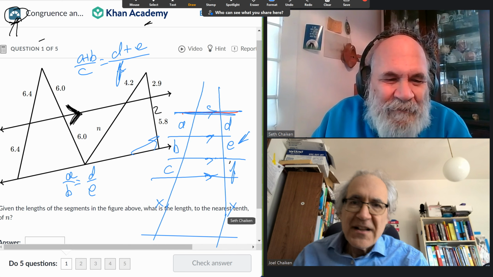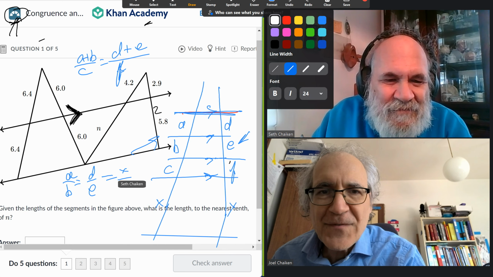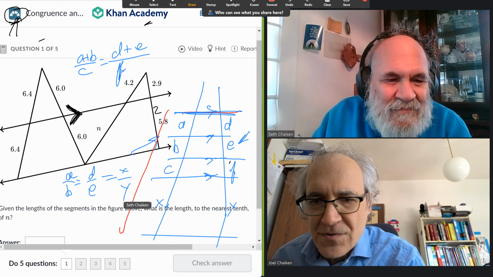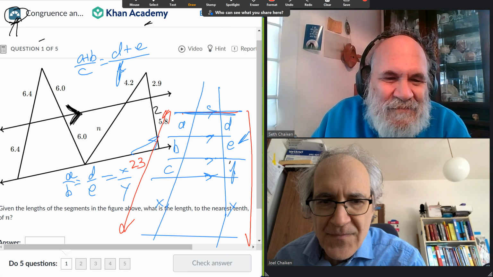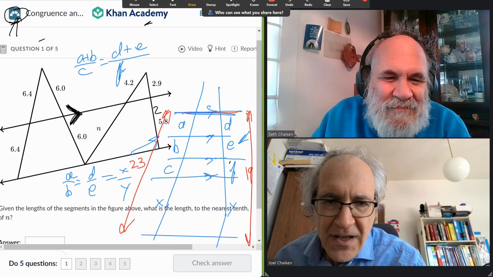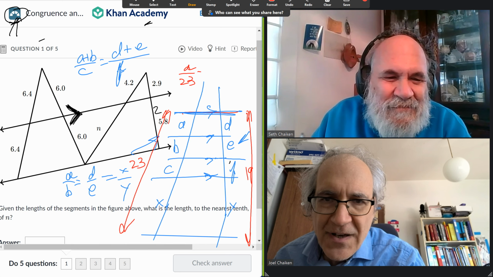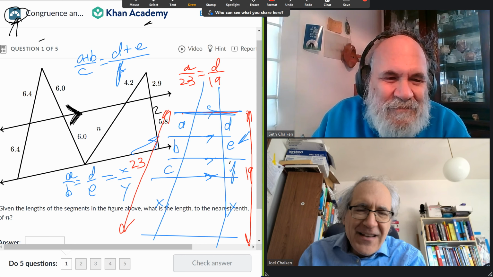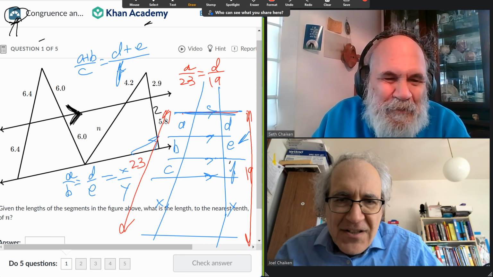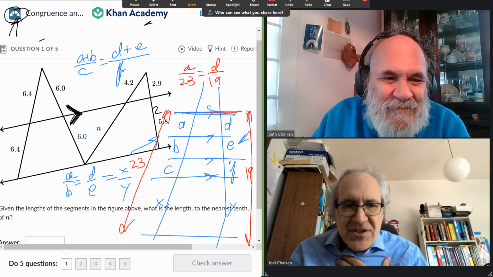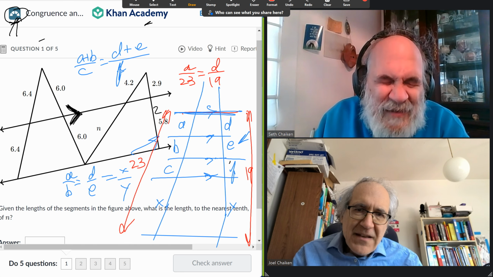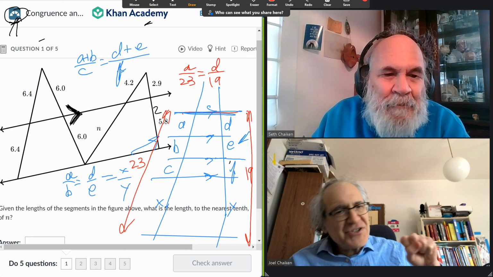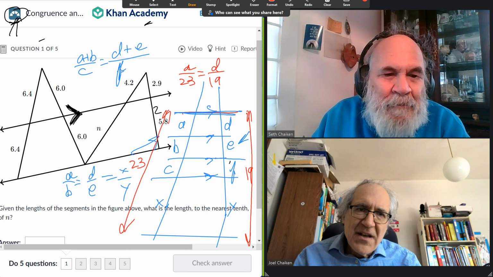So then look at this. Just for fun, let's call this whole distance 23, and let's call this whole distance 19. So then you can even say A is to 23 as D is to 19. You can take any little section on one side and it's proportional to the corresponding sections on the other side. Any section you want. I call it the Broadway theorem.